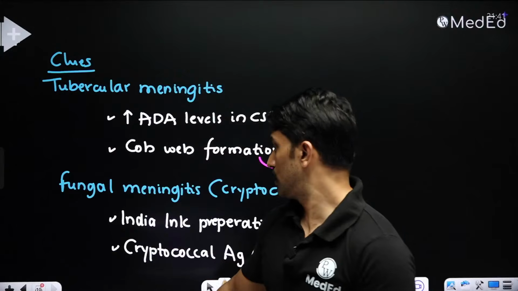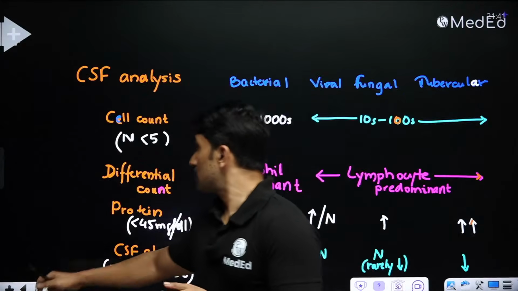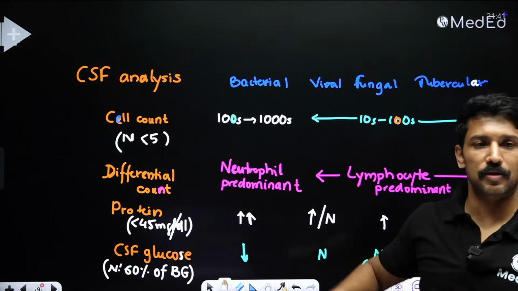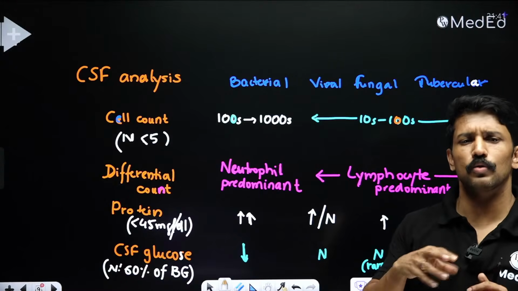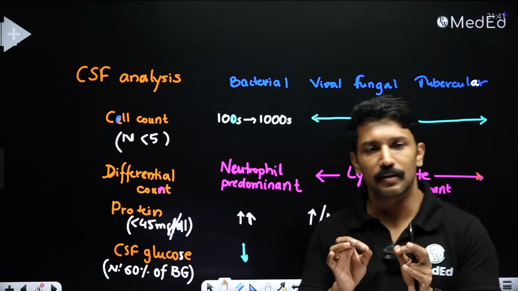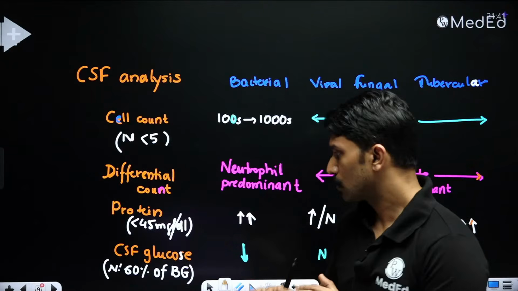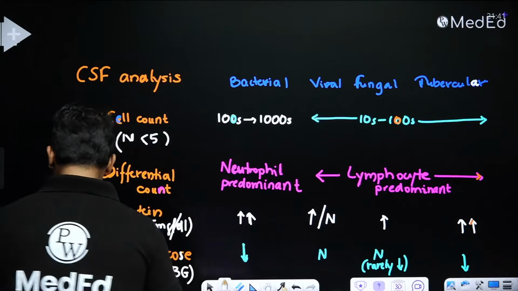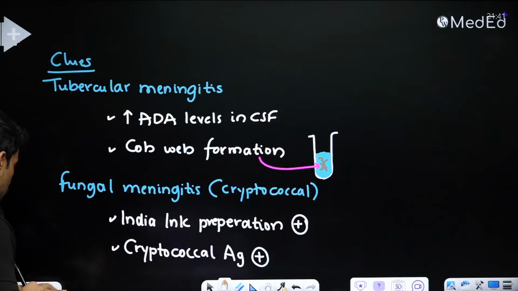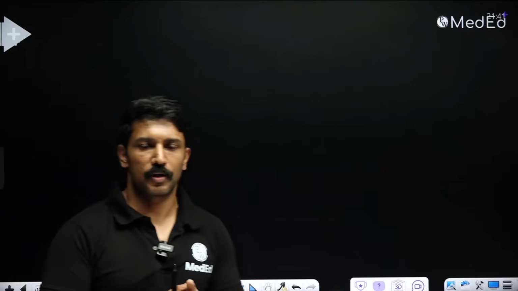So latching on to the principles that we discussed, the basic CSF interpretation, coupled with the additional clues, you should always be able to reach the right diagnosis in the MCQs as well as your clinical cases. Okay, so now we know how to diagnose the etiology of meningitis. Now let us talk about the management of meningitis.